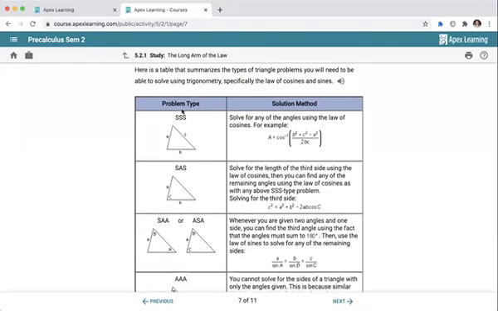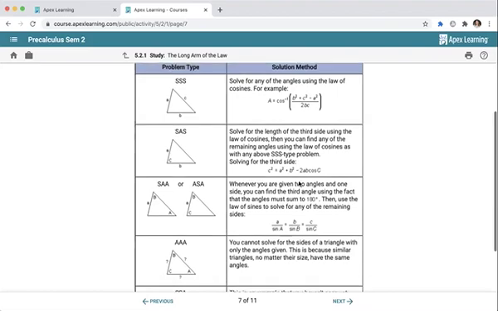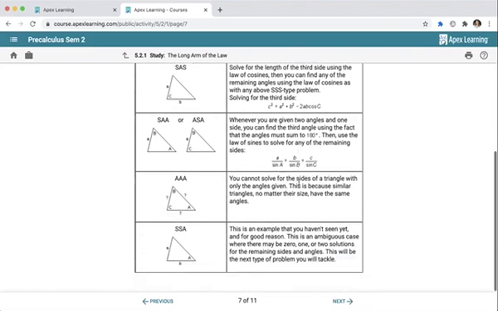If you're dealing with a side, side, side problem, you're going to be using cosine, specifically the alternate form of the law of cosines. If you're dealing with a side, angle, side problem, you're going to be using the standard form of the law of cosines. And then for law of sines, if you have a side, angle, angle or an angle, side, angle, you'll use law of sines.